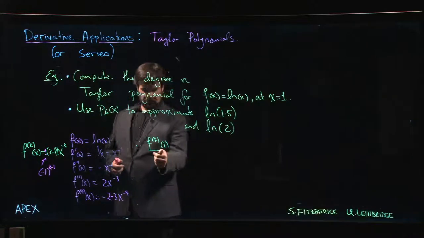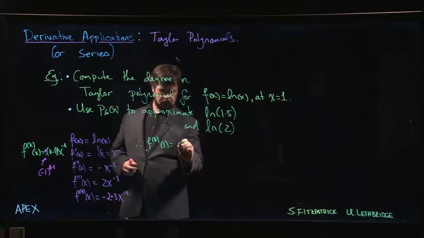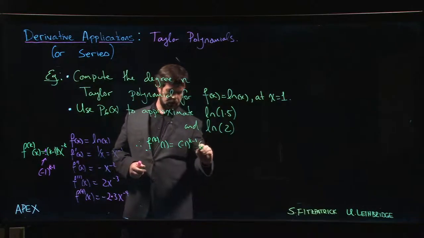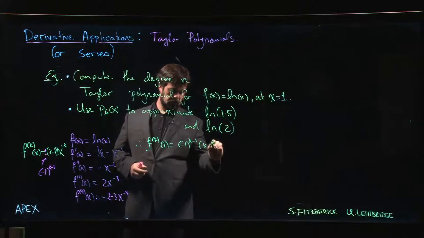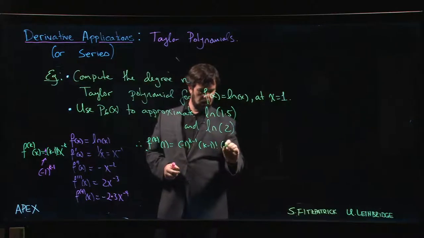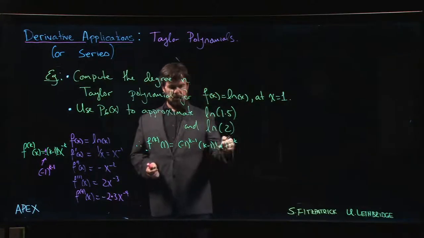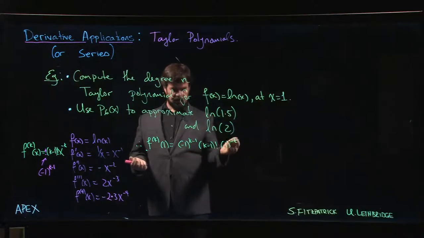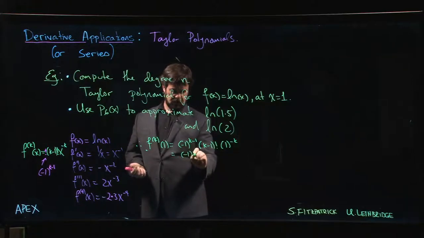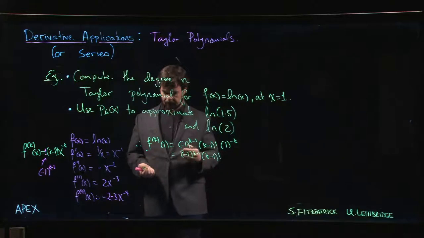well, let's just do this for now. Put the denominator in soon. We've got minus 1 to the k minus 1 times k minus 1 factorial times 1 to the minus k. And of course, 1 to any power is just 1. So what we have here is just minus 1 to the k minus 1 times k minus 1 factorial.